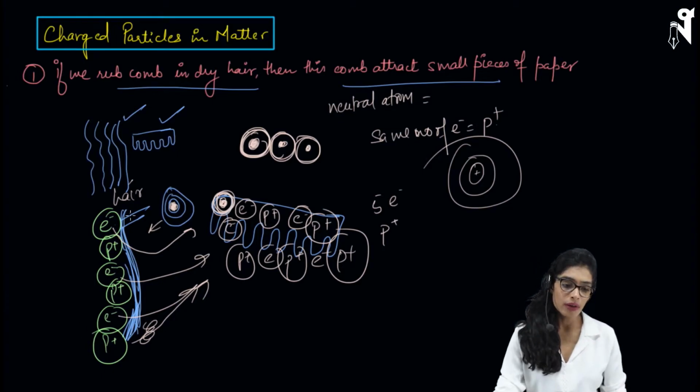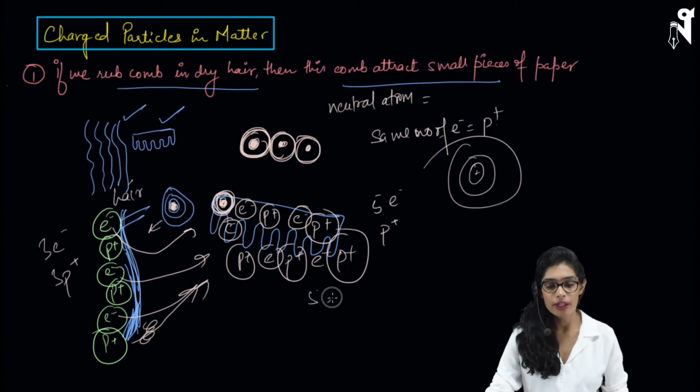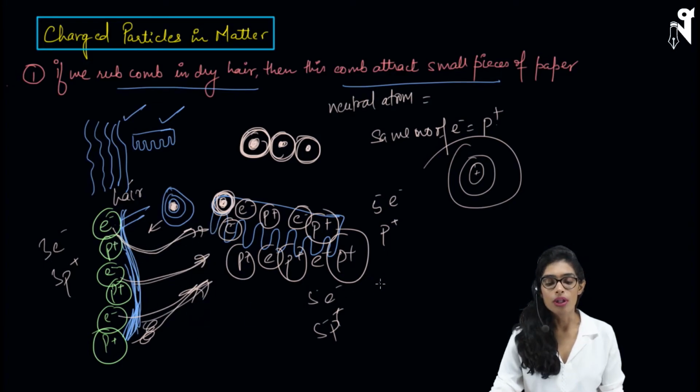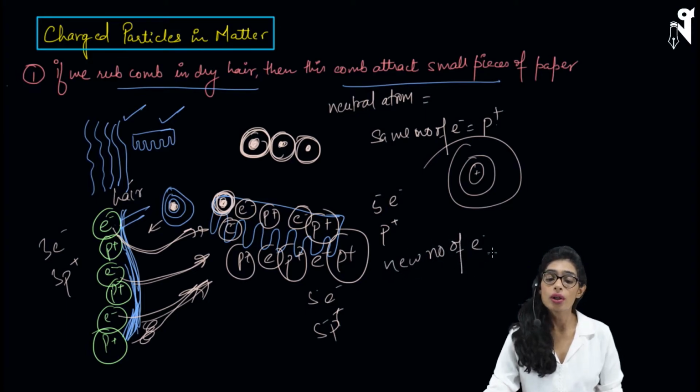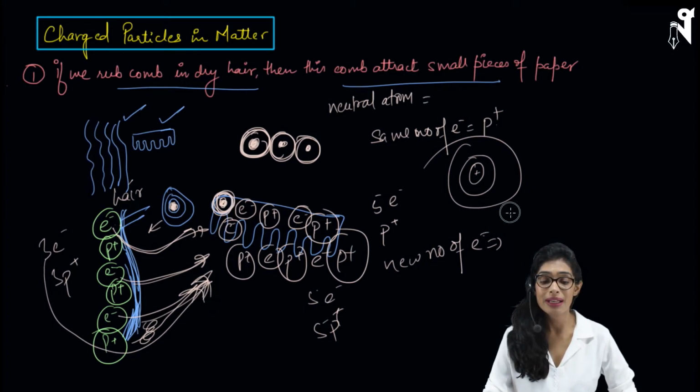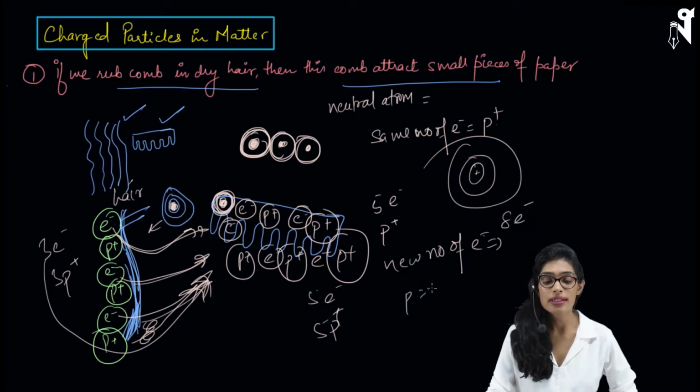So as I mentioned, there are 3 electrons and 3 protons in the strand of hair, and here we have 5 electrons and 5 protons. Now when we rub our hair with the comb, electrons will jump and attach on the comb. So assume these 3 electrons have jumped on the comb. Now the new number of electrons are approximately 8 and protons are still 5.